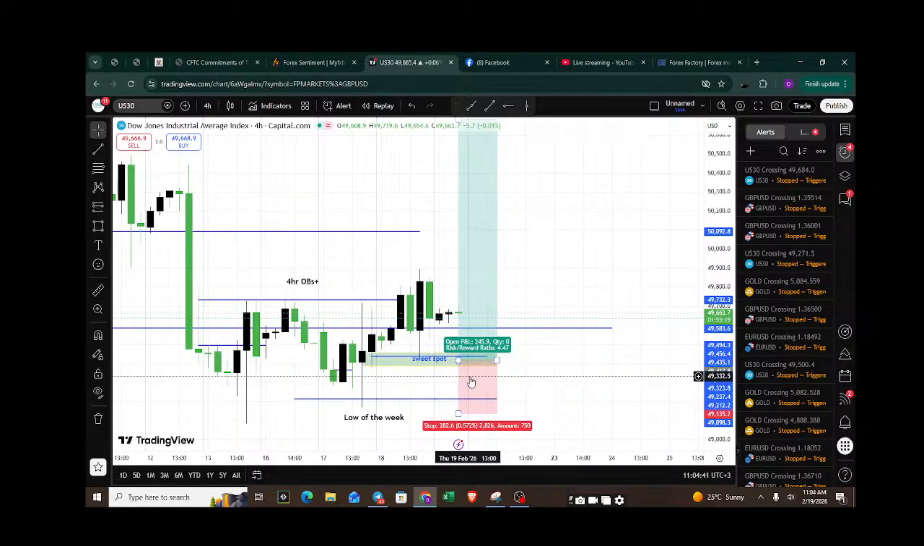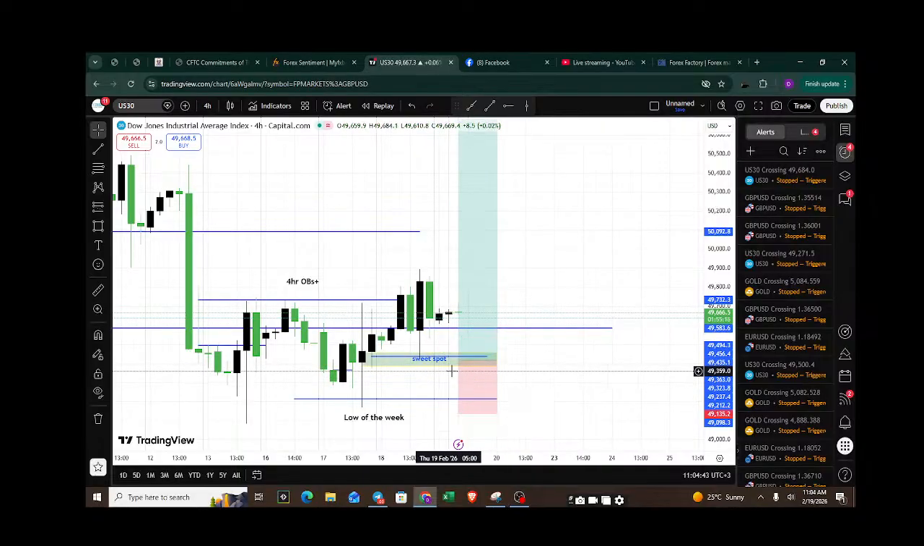So we get in here, we give price an opportunity to play around, then we start adding more positions to that pair.